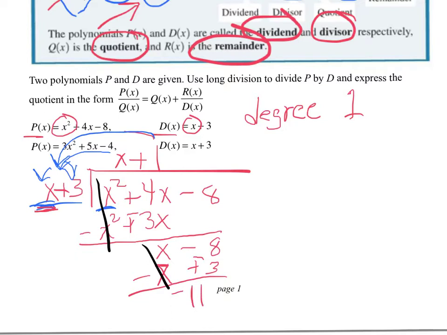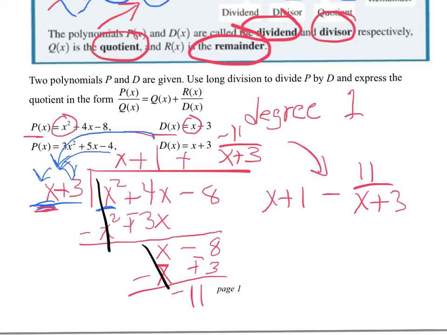x doesn't divide negative 11. So that means the remainder is negative 11, and we're supposed to write the remainder over the divisor. So we have x plus 1 plus the remainder, negative 11, over the divisor, x plus 3. So that's how that works. If you want to, you could write x plus 1 minus 11 over x plus 3. That actually looks a little bit tighter. So either of these would be acceptable.